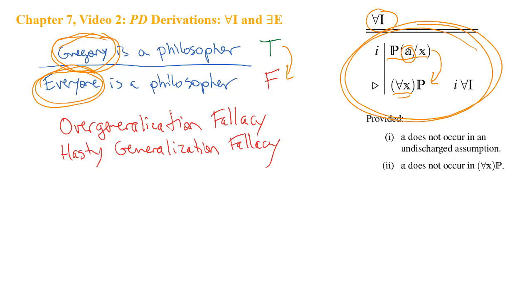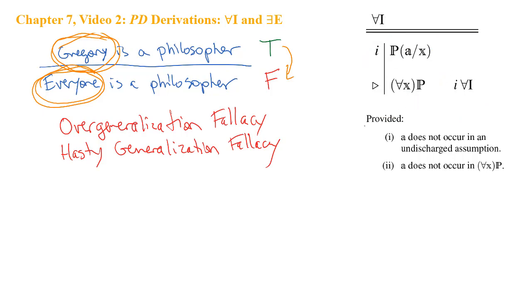Well, it doesn't allow us to do it in all situations. It only allows us to do it given that certain conditions are met. First, the constant we replace cannot occur in an undischarged assumption. I'll illustrate that in a minute. And the constant that we replace can't occur in the result. I'll illustrate that also in a minute. Let's see a situation in which this rule works, and then eventually we'll talk about how to avoid violating these restrictions and why these restrictions are important.